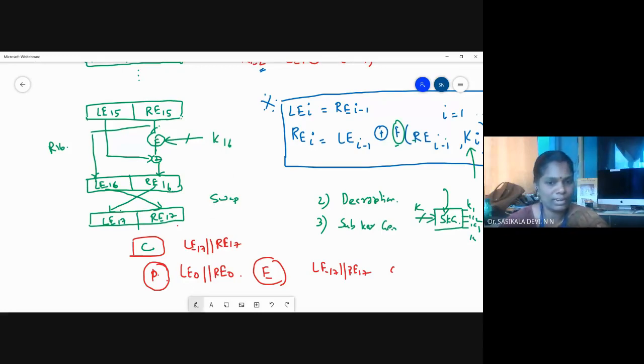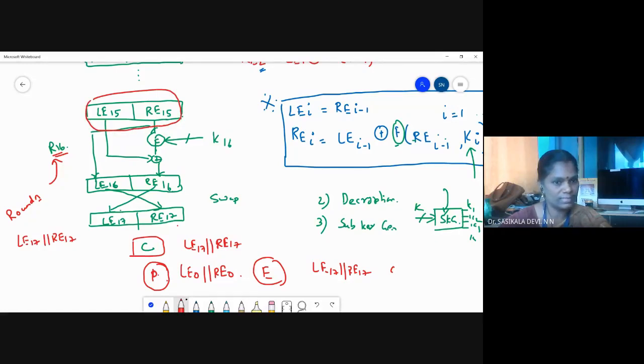What we expect here is that decryption round 1 is to undo the effect of the 16th round. If the input is LE17 concatenated with RE17, what we are expecting is LE16 concatenated with RE16. This is what we are expecting.